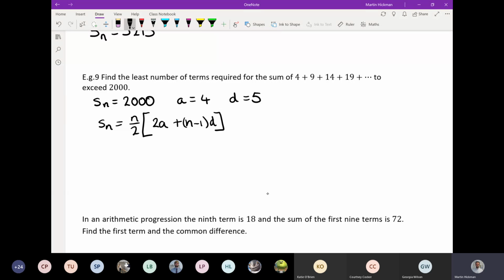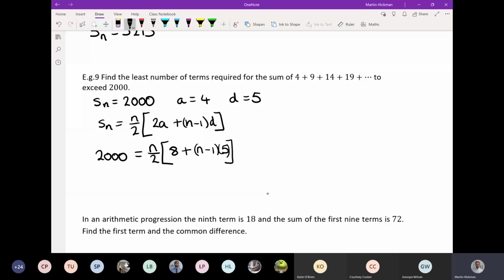And I'm going to put in the sum as 2,000. N is what I'm trying to find because I'm trying to find the number of terms. So I don't know what that is at present. And then I'll substitute in A equals 4. Again, still don't know N. I'll sub in my D equals 5. So when I do that, I should get 8 plus N minus 1 times D, which is 5.